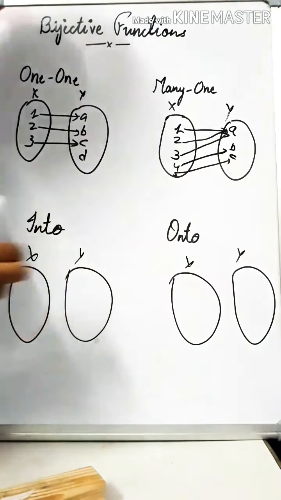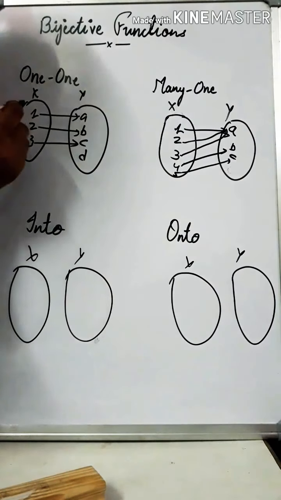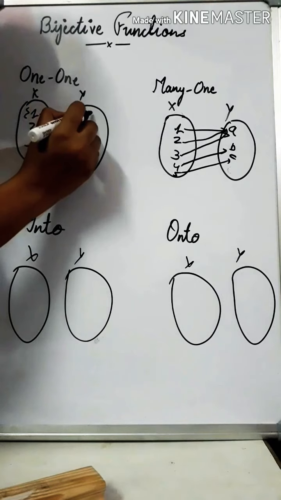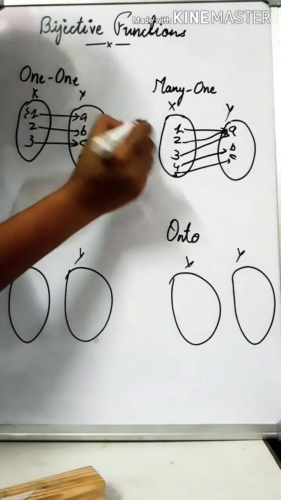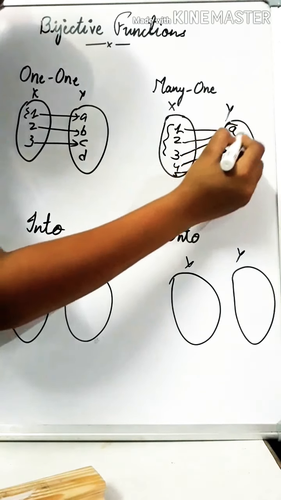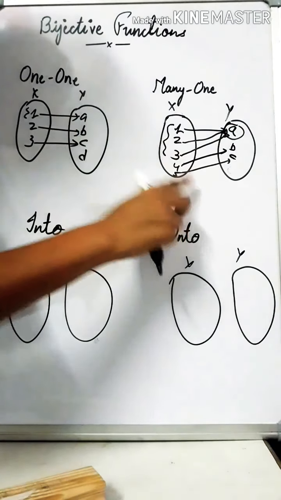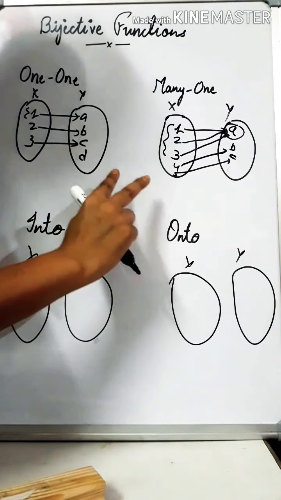Now you see, how is one-one different from many-one? You see, in one-one only one element is mapped to one element of the codomain, but in a many-one function more than one element is mapped to only one element of the codomain. So this is how one-one differs from many-one. Keep this in mind, this is very crucial.